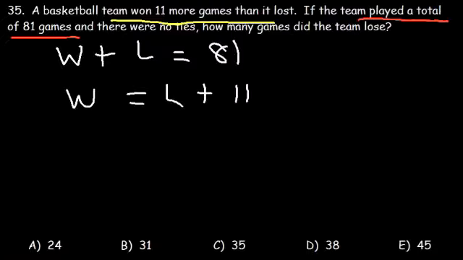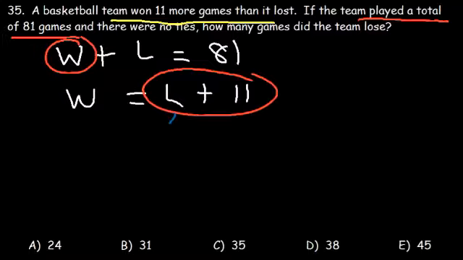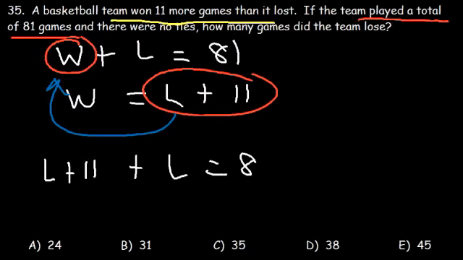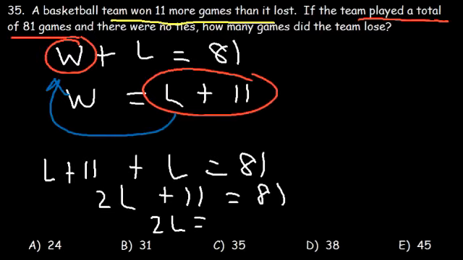So let's replace W in the first equation with 11 plus L from the second equation, since they equal each other. So what we now have is 2L plus 11 is equal to 81. If we subtract both sides by 11, 2L is equal to 81 minus 11, which is 70. And if we divide both sides by 2, 70 divided by 2 is equal to 35.